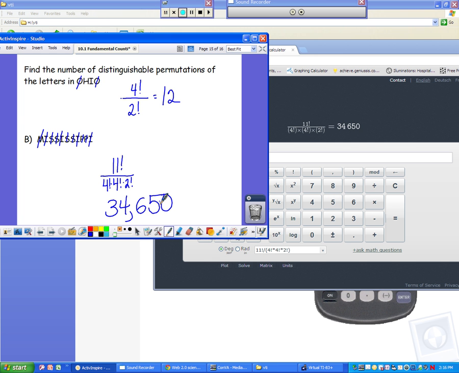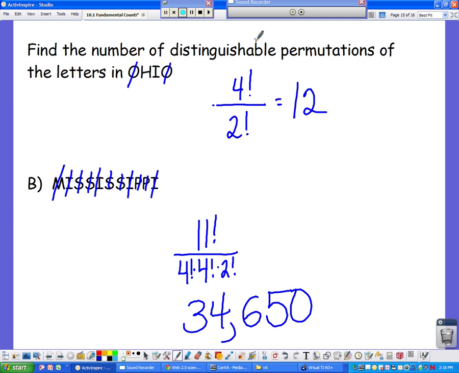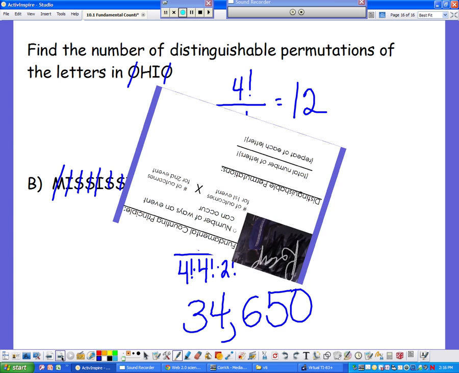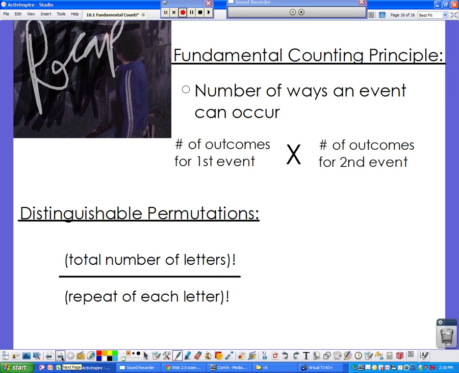Okay? So, just as a quick recap, we talked about 2 things today. First of all, the fundamental counting principle is the number of ways that an event can occur. All you have to do is take the number of outcomes in the first event times the number of outcomes in the second event. And if there's a third or a fourth event, you're going to do the exact same thing. Multiply those. For distinguishable permutations, you want the total number of letters, factorial, over the repeats. And remember, you have to do each repeat.